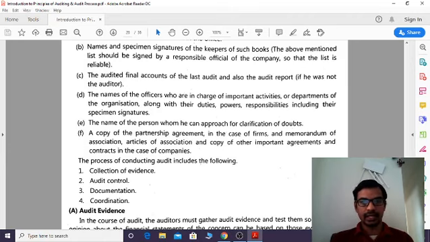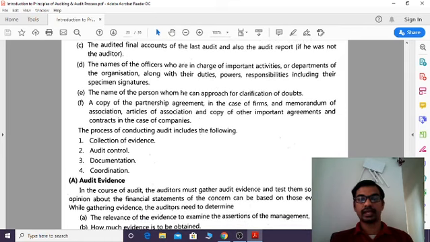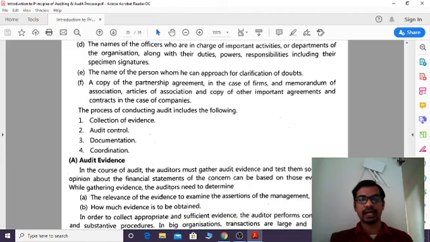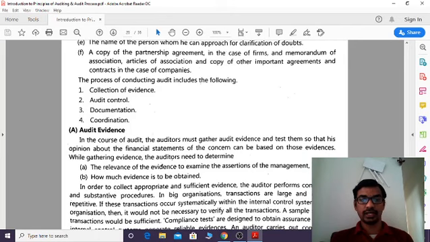Then next, the name of the person whom he can approach for clarification of doubts. The next, a copy of the partnership agreement in the case of firms, and memorandum of association, articles of association, and copy of other important agreements and contracts in the case of companies. Okay, this kind of information the auditor should gather.